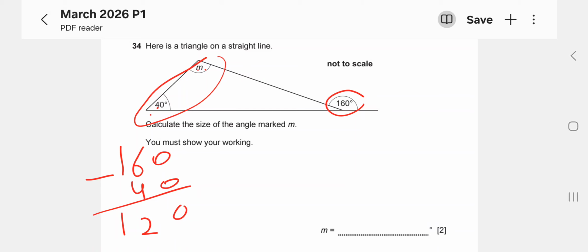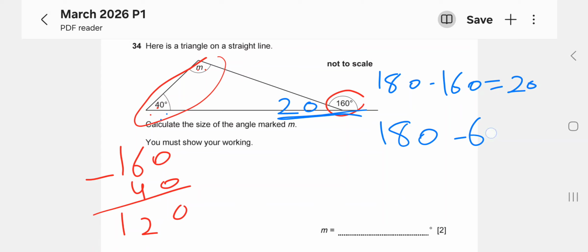What about the second way? The second way here is to solve it normally. Here is the straight line, this is a supplementary angle, 180 minus 160 equals 20. Then this 20 and this 40, 20 plus 40 is 60, 180 minus 60 equals 120. So use the way you like, either the rule of the exterior angle of the triangle, or this way of the supplementary angles and calculating the sum of angles of the triangle. So the final answer will be 120.